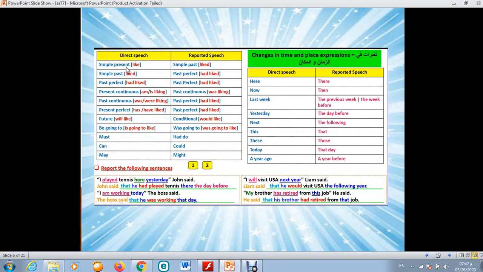Every present tense, we change it into its past. For example, we change simple present into simple past, and simple past into past perfect. Past perfect stays the same, the past perfect. Present continuous, we change it into past continuous. Past continuous changed into past perfect. Present perfect into past perfect. Future with will changes into would.